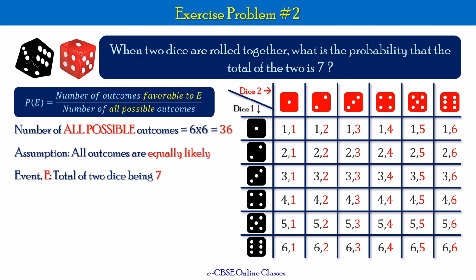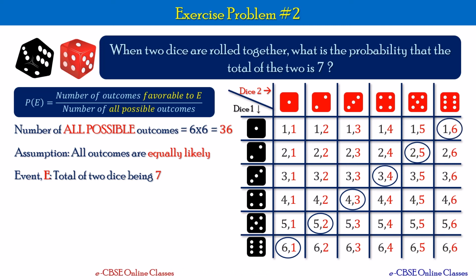So let us see what are all the combinations that are giving the sum as 7. 6 and 1 are together summing as 7. 5 plus 2 is also 7. 4 plus 3 is 7. 3 plus 4 is 7. 2 plus 5 is 7. 1 plus 6 is also 7.